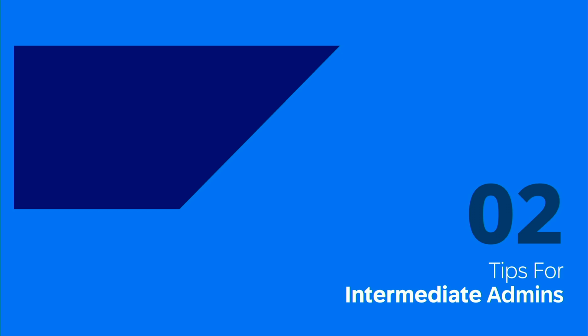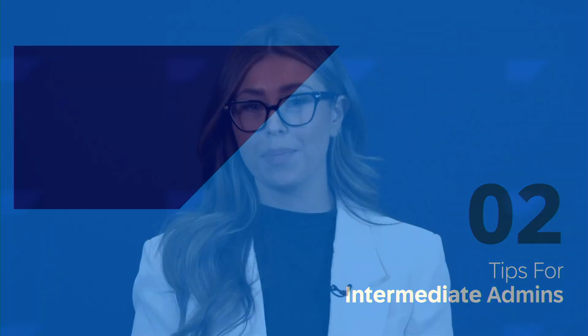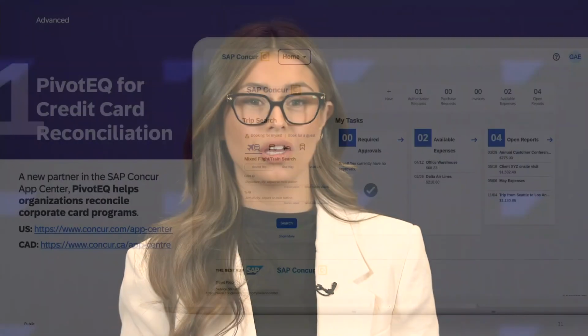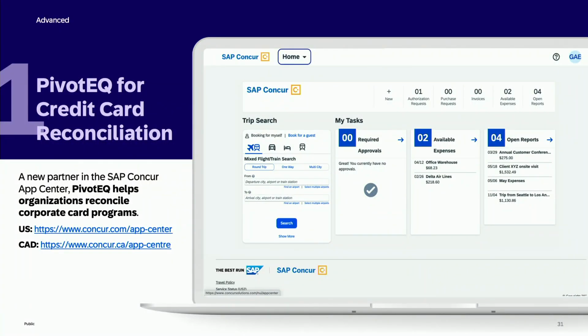Thanks, Stacey. So our first tip in this advanced, sort of intermediate section has to do with reconciling your corporate cards, because we all know what a pain that can be sometimes. So our tip here is to leverage one of our App Center partners called PivotEQ. And basically what PivotEQ does is it matches your credit card statements to your credit card charges.